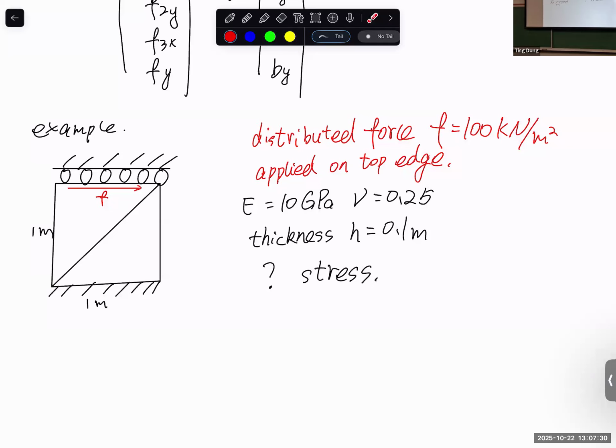And now since we learned everything about the CST element, we should be able to solve this kind of problem. We talked about interpolation in the first lecture, and then we talked about the K matrix, then how to put the F into KQ equals F. So now we can combine everything together and solve this problem. Where should we start? How to calculate stress in our structure.